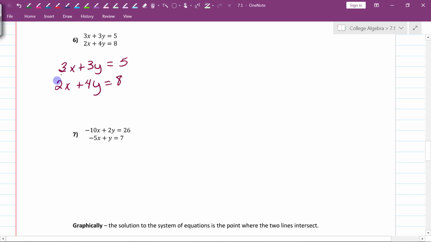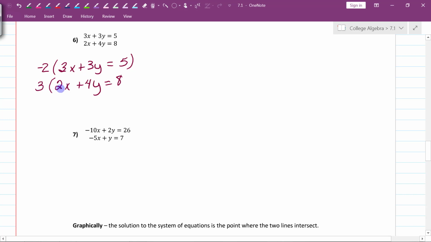So if I take this first equation right here and multiply it by a negative 2, what you're going to notice is this becomes a negative 6. And if I multiply this equation right here by a positive 3, this becomes a positive 6.